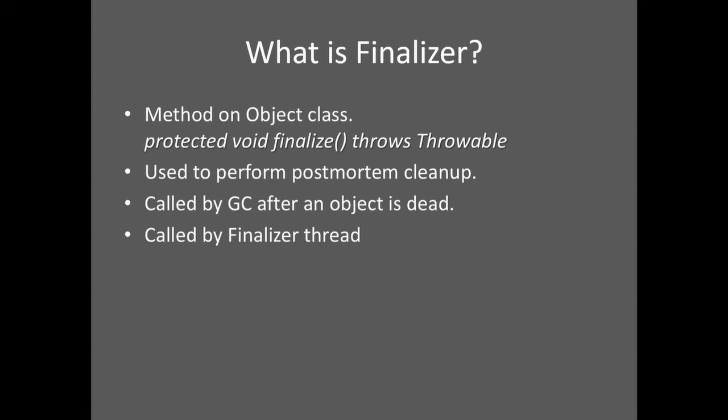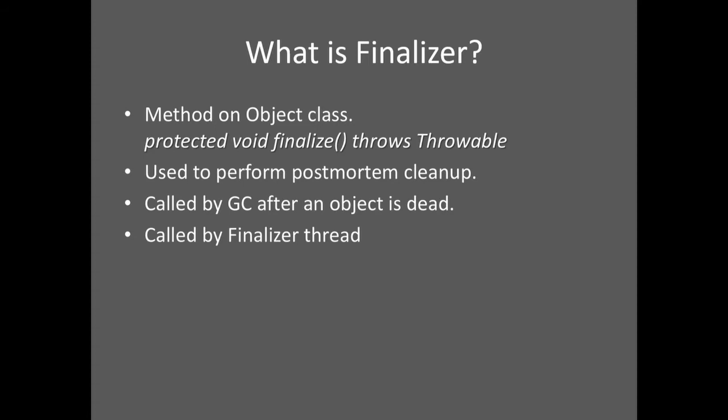But before we continue with my story, let's set some background first. So what is a Finalizer? Finalizer is a method on Object. It's a method called finalize. And it's a way for your application to tell the garbage collector, hey, garbage collector, before you reclaim my object, please do this first. And the garbage collector calls that finalize method for you from a background thread, which is called the Finalizer thread.